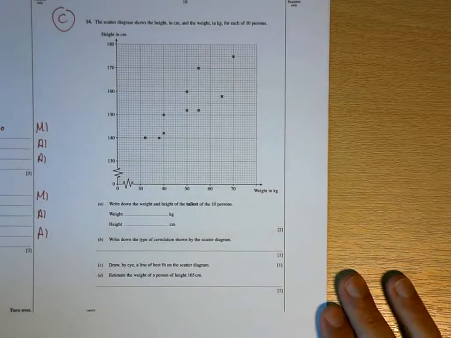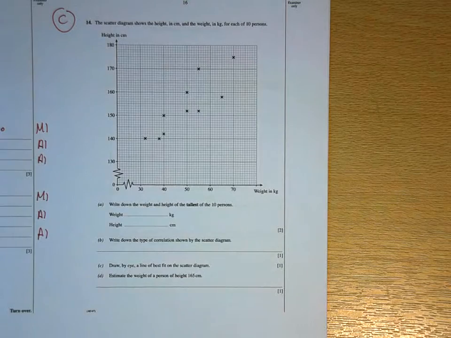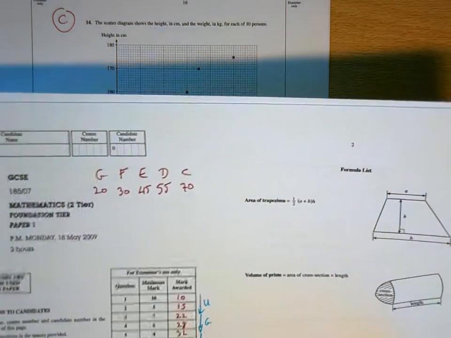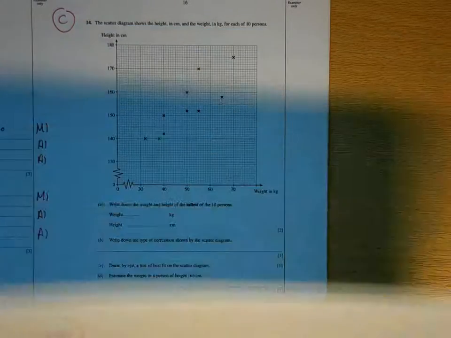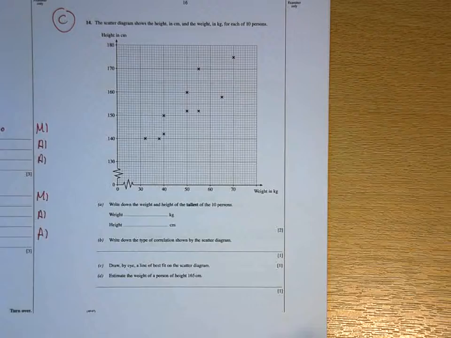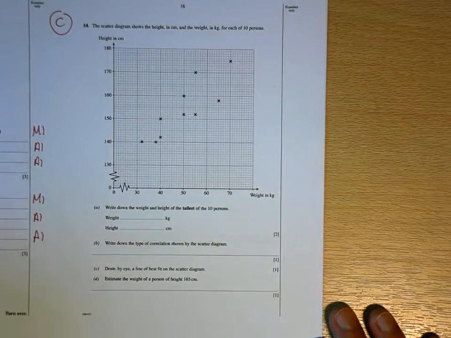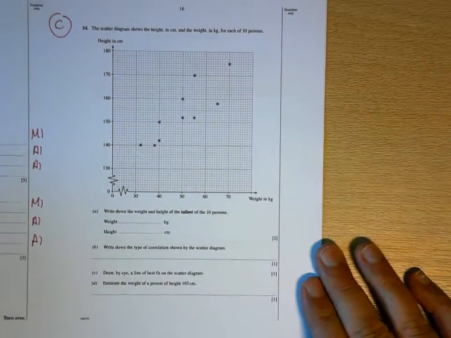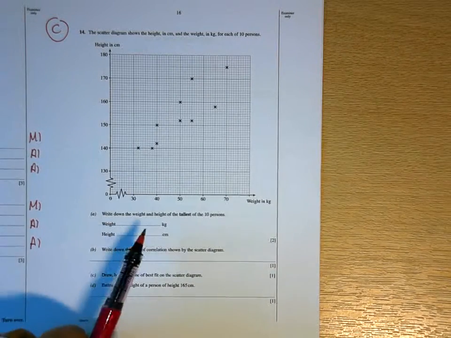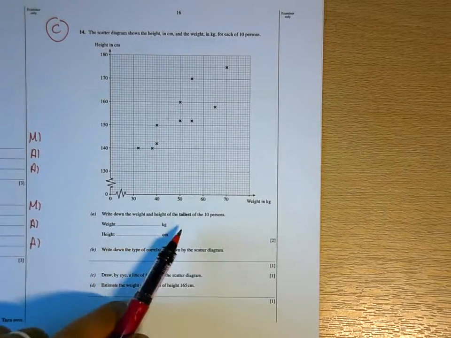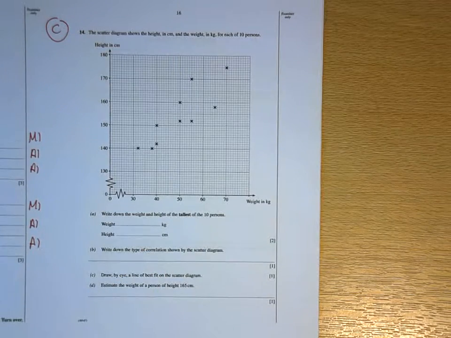Okay, so let's look at the grade C questions on this paper, which is the May 2009 paper 1 foundation tier. So we start off with question 14, which is a scattergraph, and we want to write down the weight and height of the tallest of the 10 people.